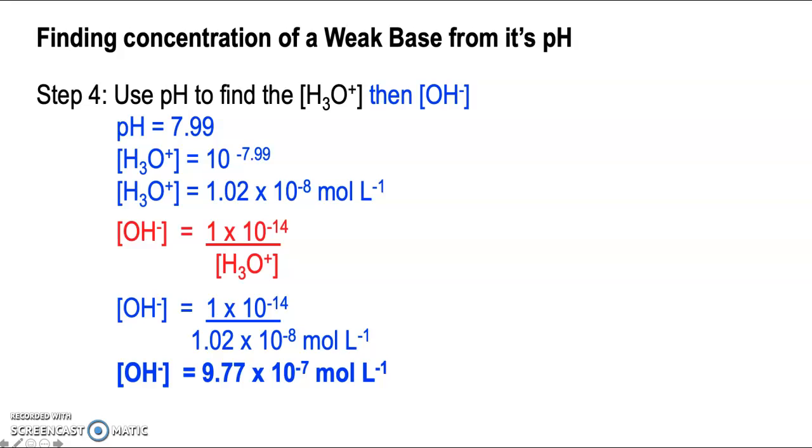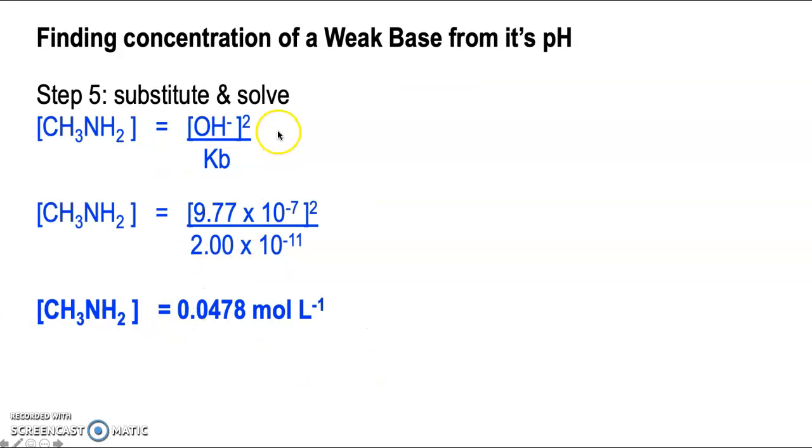Now you're on the home straight, and all we need to do is substitute these values in. So we've got the hydroxide value, which we're going to be squared. We've got our Kb value, which we place in, and solve to get your final answer. Remember, your final answer should be 3 significant figures with units.